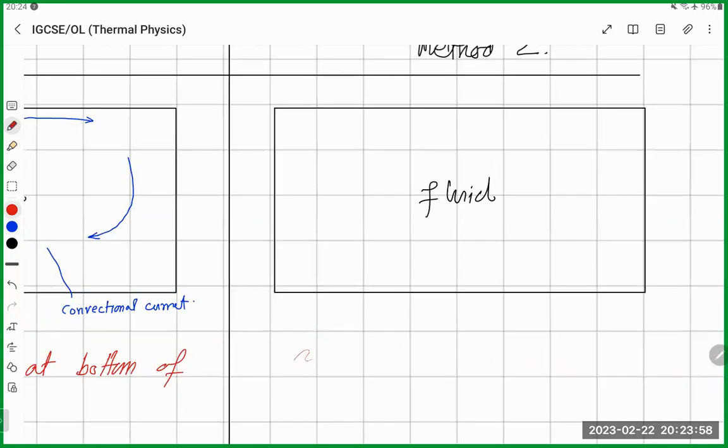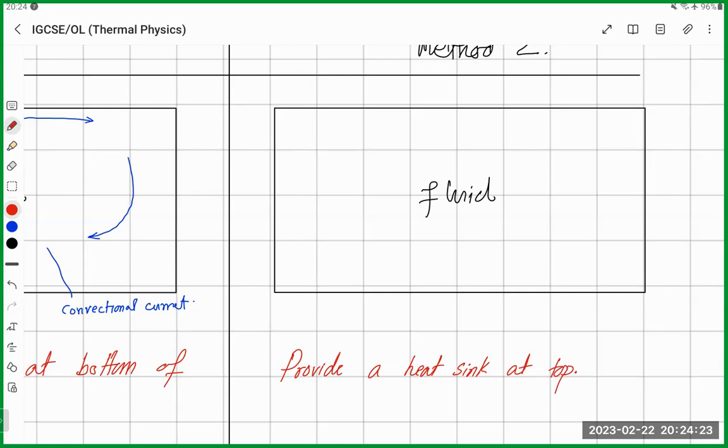Now, what is the second method of providing energy? Setting convection current. Answer is provide a heat sink at top. Now, this is a new term for you. Heat sink. What is meant by heat sink? Anything that can absorb heat energy.